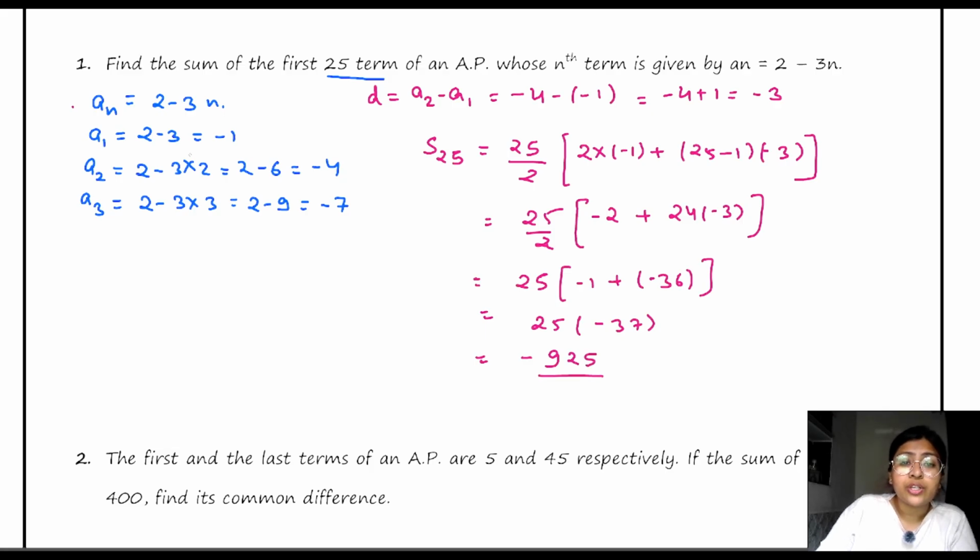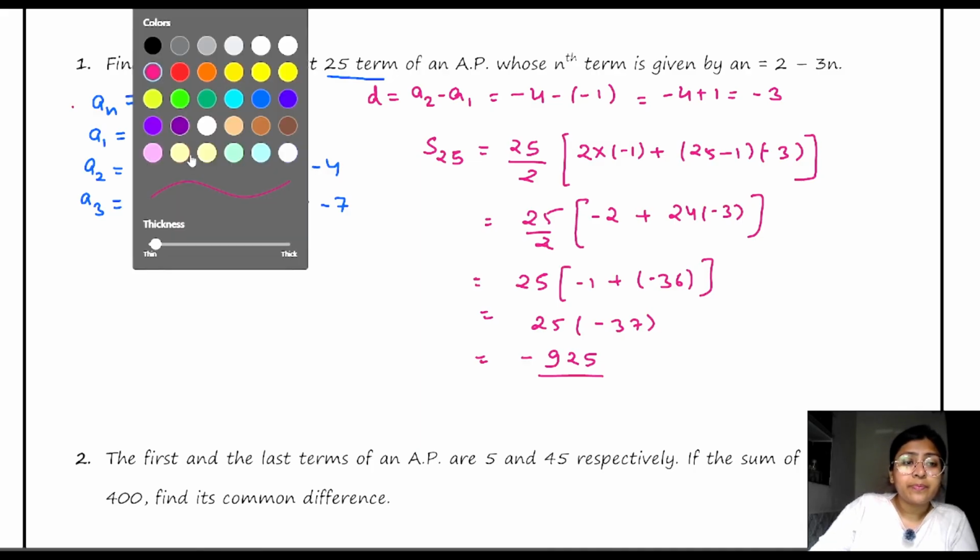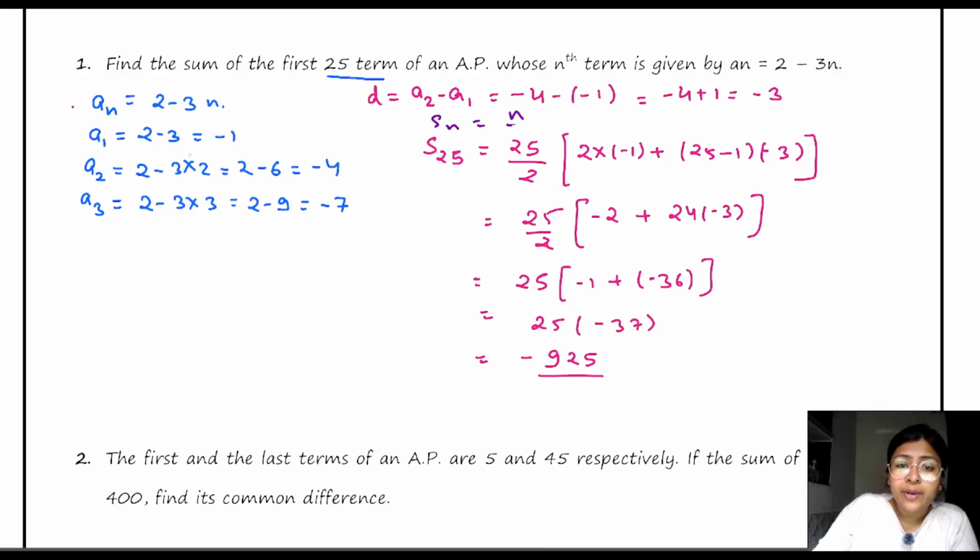This is the sum of first 25 terms of an AP whose general term is given as 2 minus 3n. This is clear to you, learners? Any doubt in this? You got the formula? Sn is equals to n by 2 bracket 2a plus n minus 1 into d. This formula is used to find out the sum of 25 terms. For finding the sum, first we need to find out the first term, common difference, and the number of terms, because in this expression the number of terms, the first term and the common difference is required to find out the sum. This is clear?